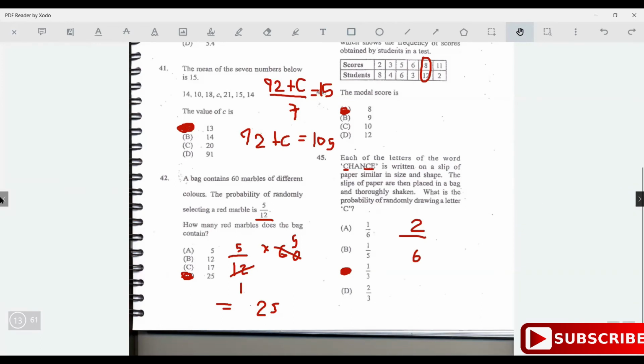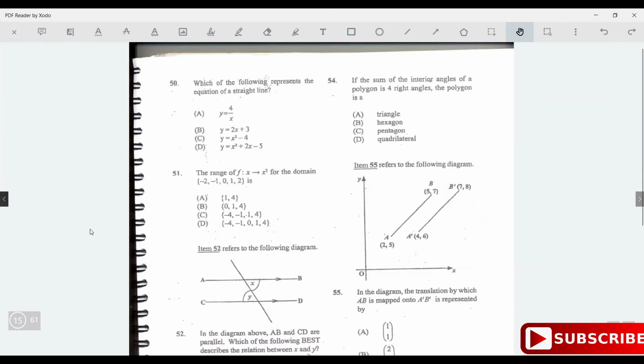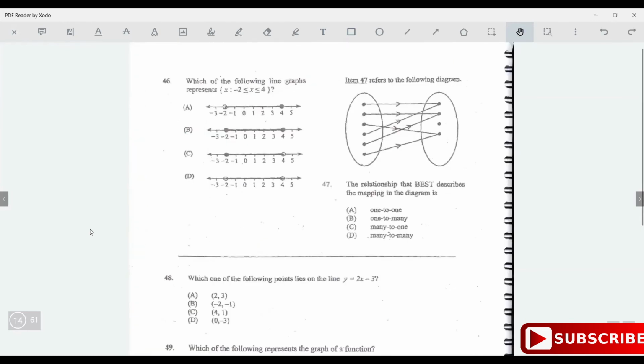Item 46. Moving right along. Item 46 says, which of the following line graphs represents x is between -2 and 4 inclusive? So this set, to list them out, would just include -2, -1, 0, 1, 2, 3, and 4. Which set has all of that? Let us see. -2. Here it is, -2, -1, this set, option B.